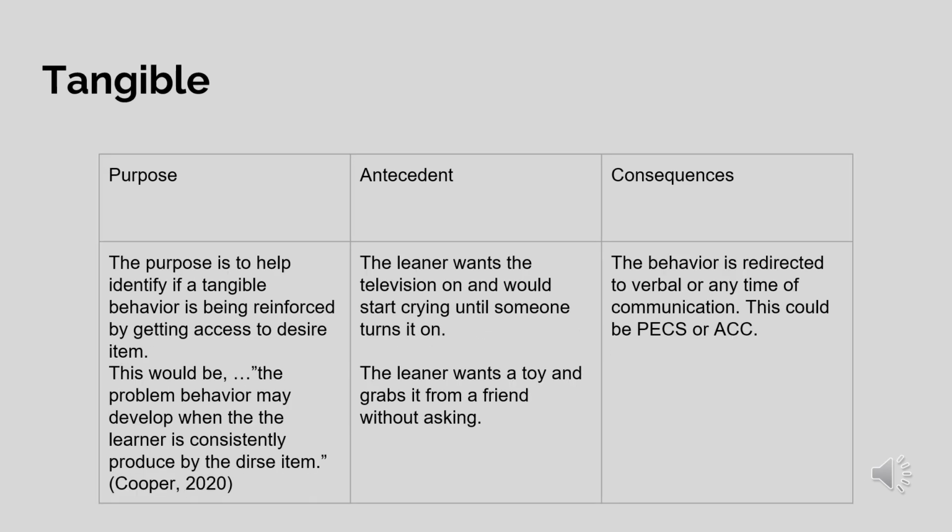The last one we're going to talk about today would be tangible. This is usually when a child or learner is trying to get access to something. Some of the antecedents would be the learner wants the TV on, so they'll start crying until the TV gets turned on, or the learner wants a toy that another friend has, and they'll grab it without asking. Some of the consequences will be redirection to verbal communication, or using PECs or an AAC device as well.